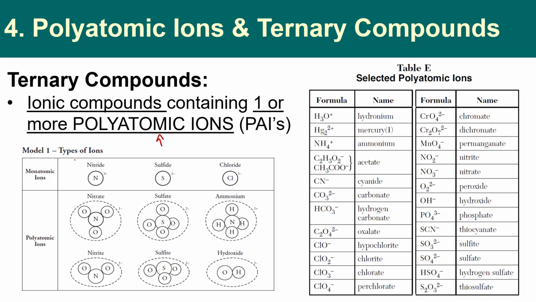Ternary compounds are ionic compounds that contain one or more polyatomic ions. Everything we have been doing in this video thus far has been using monatomic ions like nitride, sulfide, or chloride. But now we are going to be dealing with polyatomic ions that are just groups of atoms that carry a charge like this. A ternary compound is an ionic compound at its heart, so when you build them, the charges will have to cancel, but we'll get into that later. In the meantime, let's talk about naming.